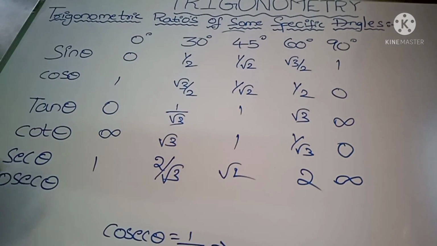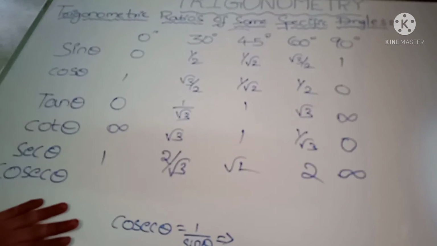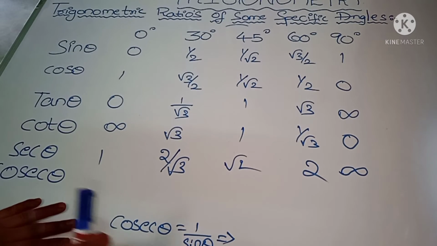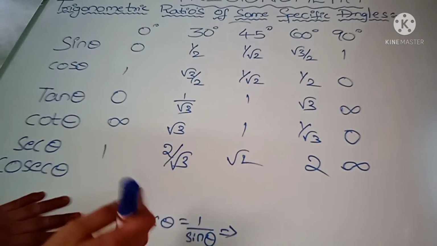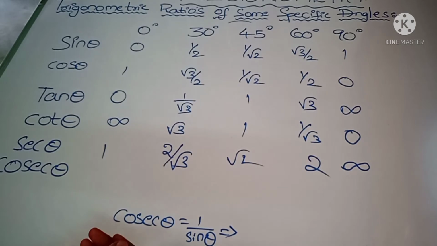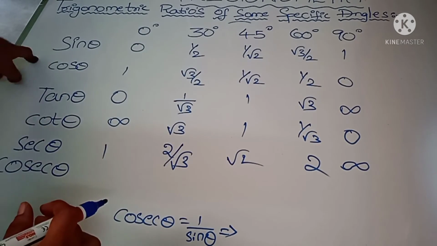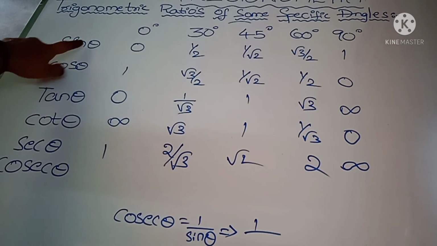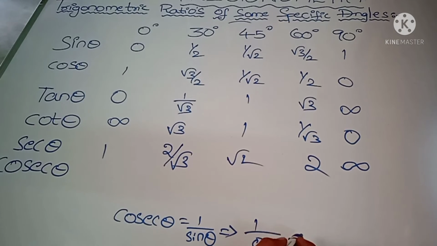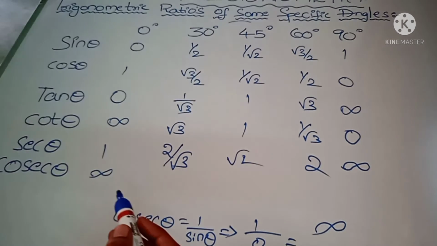Next is cosecant theta. I already know that cosecant theta is inversely proportional to sin theta. Now the first value is cosecant 0 degrees. What is the value of sin 0? 0. So 1 by sin 0 is 1 by 0. Something by 0 means the value is infinity. So cosecant 0 is infinity.